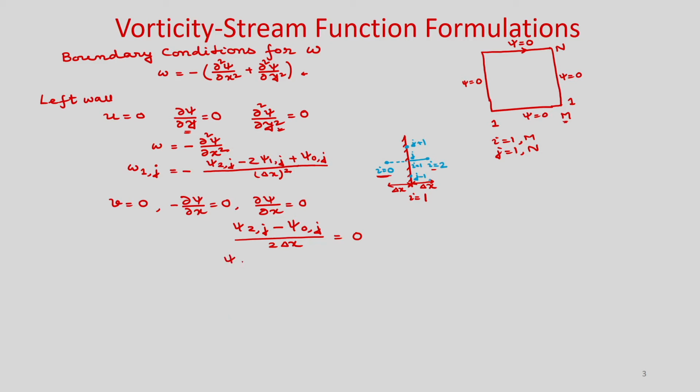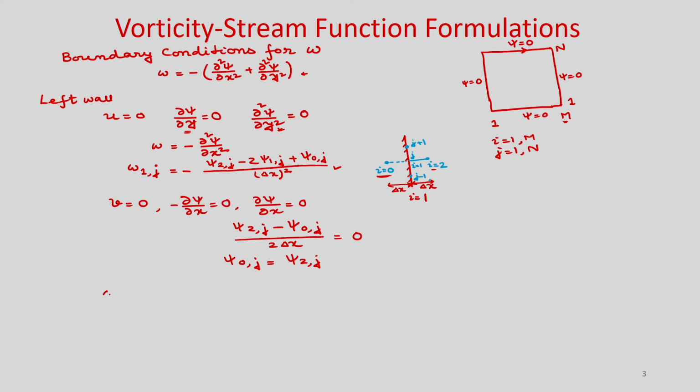Now psi 0j you can find as psi 0j is equal to psi 2j. So, now you know the psi 0j value, and you put it in this expression. You will get omega 1 j is equal to minus psi 2 j minus 2 psi 1 j plus psi 2 j divided by delta x square. That means you can write it as minus 2 by delta x square times psi 2 j minus psi 1 j.